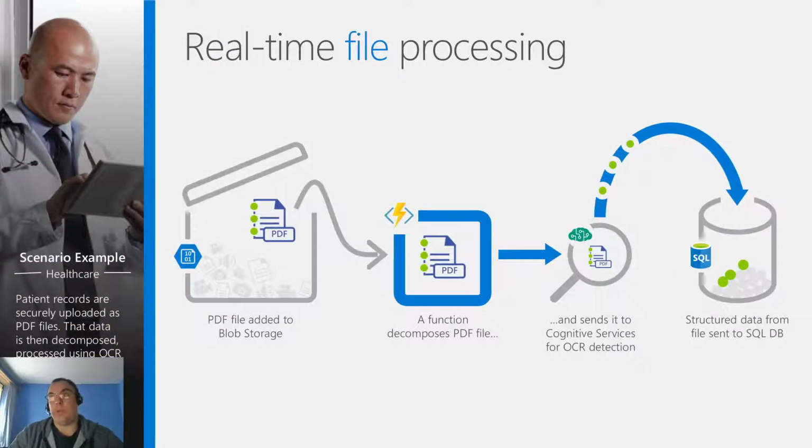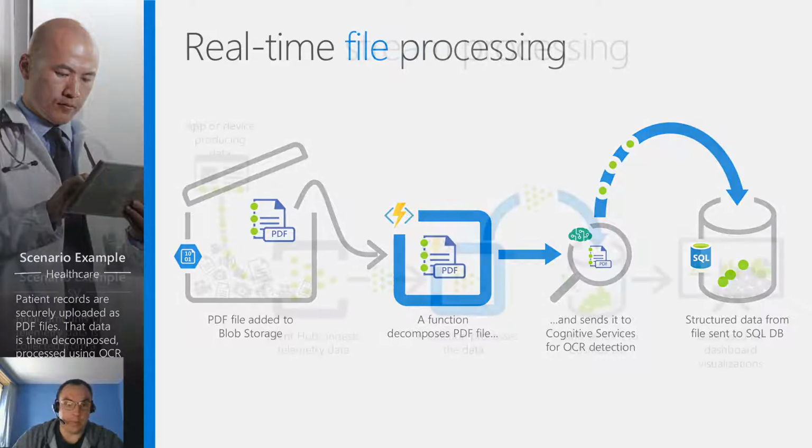Another beautiful example here is real-time file processing. It's something we'll see somewhat in the next demo, when we go into functions. In this case, a physician uploads PDF documents to a blob storage that can then be picked up by an Azure function to extract that and send that to our cognitive services for OCR detection. Get some structured text out of that, and then store that structured data into a SQL database, making sure it's queryable and accessible down the line.